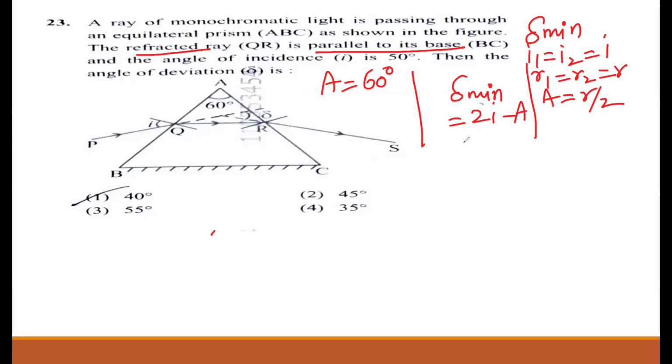So now what is minimum deviation here? 2 into the angle of incidence is 50 degrees. So 2 into 50 is 100 degrees minus 60 degrees. So that is 40 degrees. So 40 degrees would be the answer here.